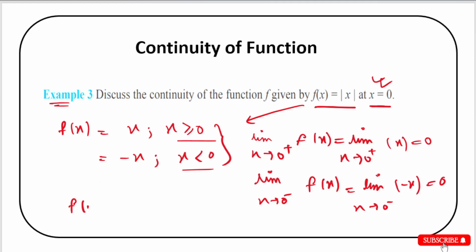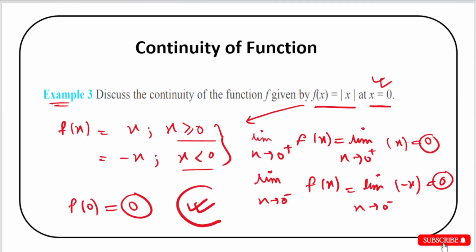And what is the functional value at 0? This is the range you will consider. Put 0 here, it is 0. So the left hand limit, the right hand limit and the functional value all are equal. So it says that the function is continuous. So the mod function is continuous at x equals 0.